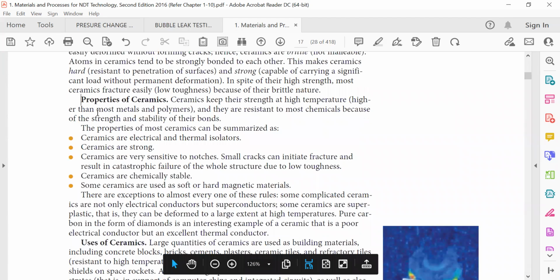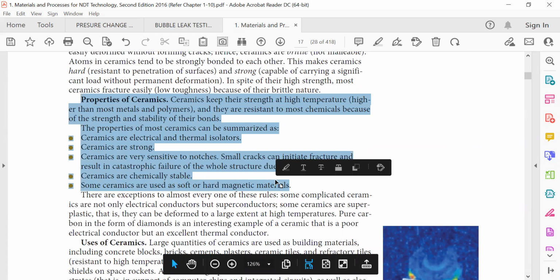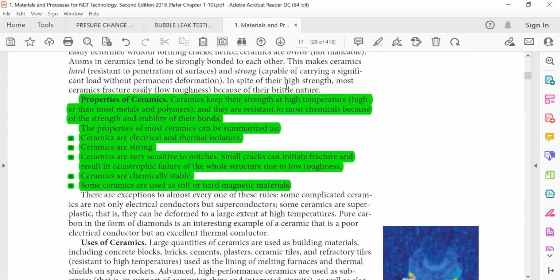Properties of ceramics. Ceramics keep their strength at high temperature, higher than most metals and polymers, and their resistance to most chemicals because of the strength and stability of their bonds. The properties of most ceramics can be summarized as follows: ceramics are electrical and thermal insulators. Ceramics are strong. Ceramics are very sensitive to notches. Small cracks can initiate fracture and result in catastrophic failure of the whole structure due to low toughness. Ceramics are chemically stable. Some ceramics are used as soft or hard magnetic material.